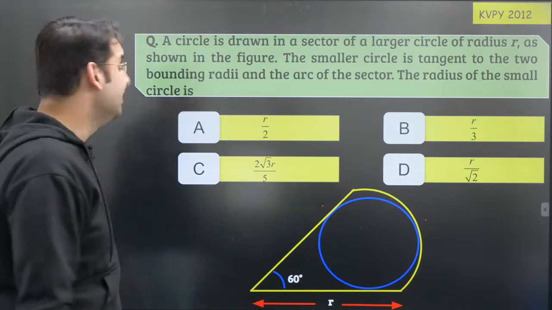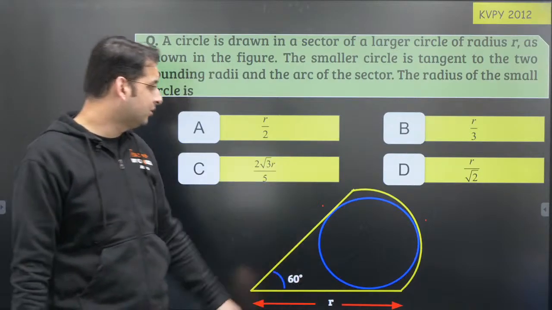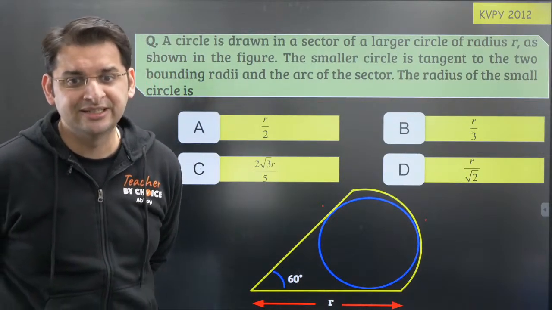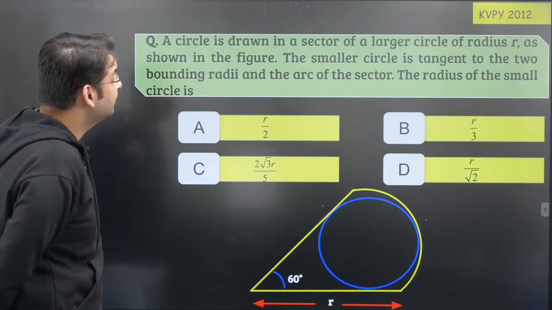Will it be r by 2? Will it be r by 3, or 2 root 3 r by 5, or r by root 2? So what will be the correct answer to this one, guys? Tell me quickly. This is a simple one. This was in 2012 KVPY.